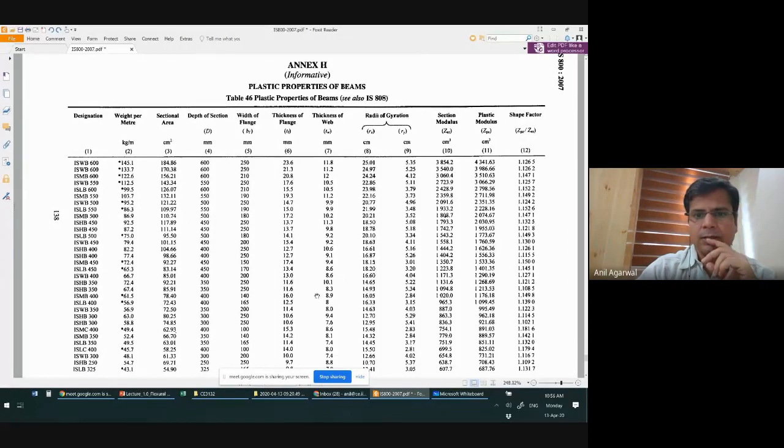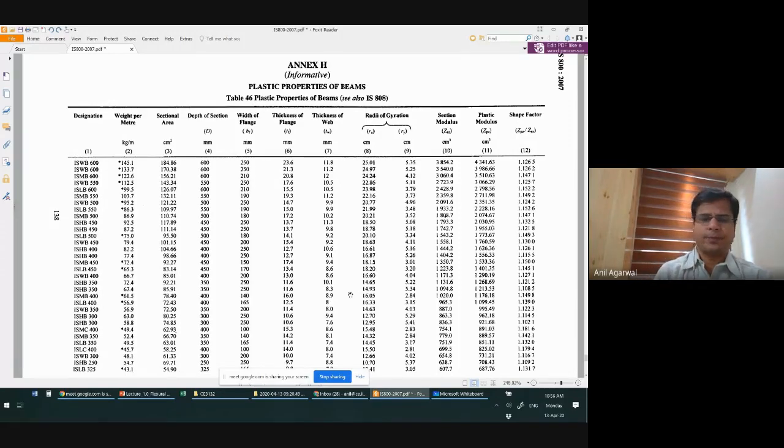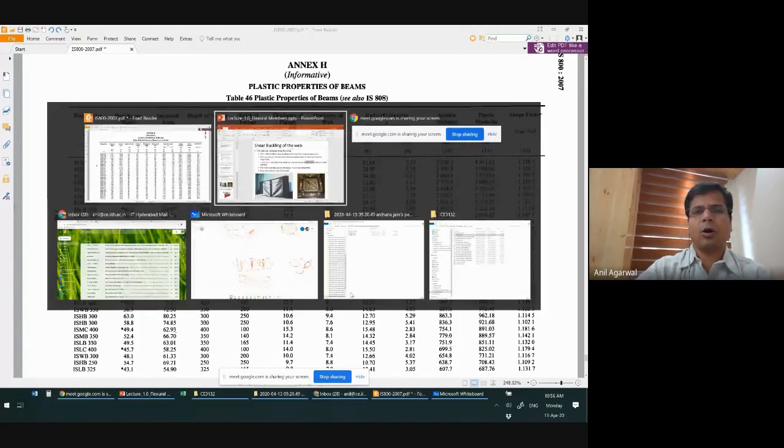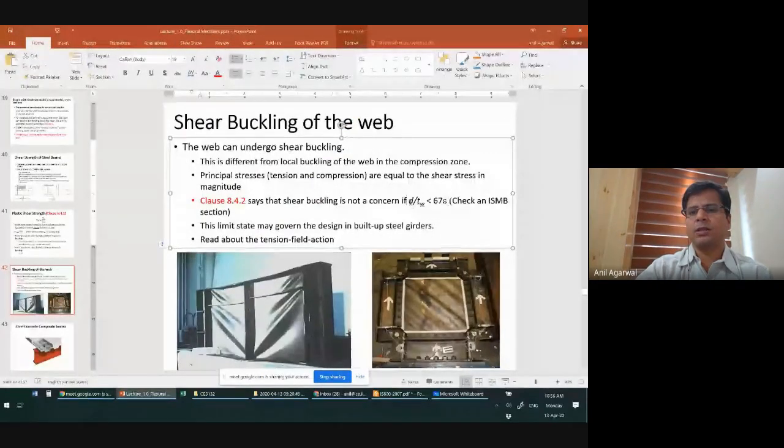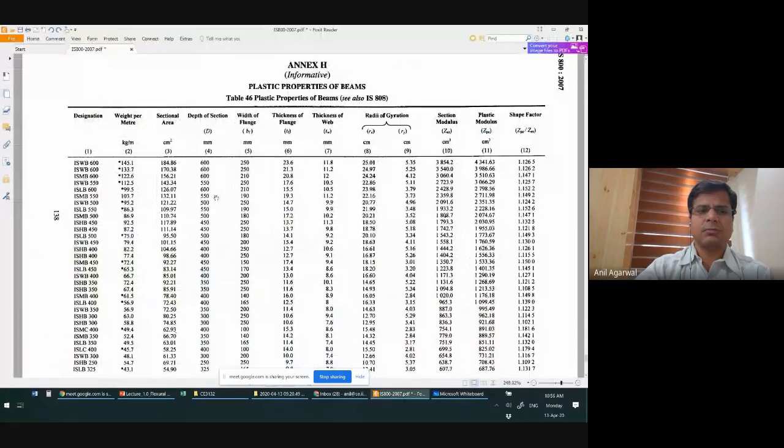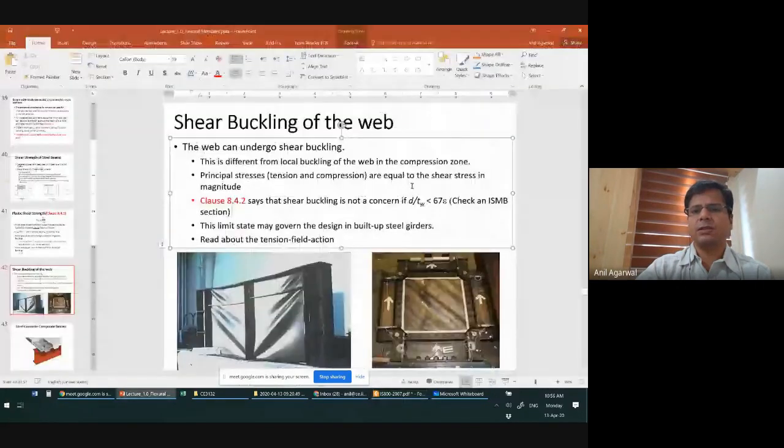400 minus 32 is 368. 368 divided by 8.9. How much will that be? 368 divided by 8.9 is 41, right? So for ISMB 400, we found that d by tw is only 41, which is much lower than 67. Almost all the IS members that are available will always satisfy this requirement, so you don't have to really worry about this requirement for your hot rolled sections.